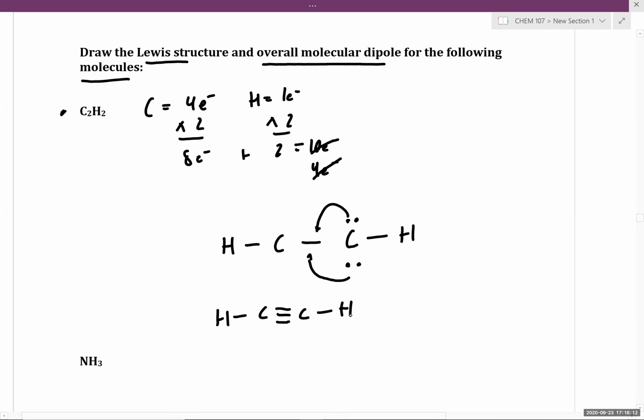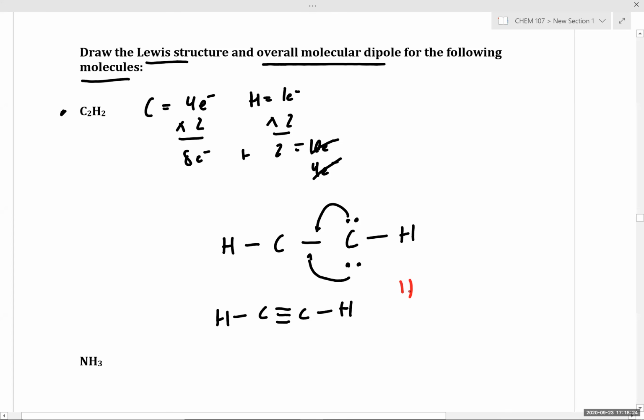Now, this example is really important because it highlights how we consider bond dipoles and molecular polarity. So first, let's think about, do we have any polar bonds in our molecule? Well, if we think about a carbon-hydrogen bond, the difference in electronegativity is less than 0.4, and a carbon-carbon bond, the difference in electronegativity is certainly going to be less than 0.4. So we don't really have any polar bonds or substantially polar bonds in this molecule.